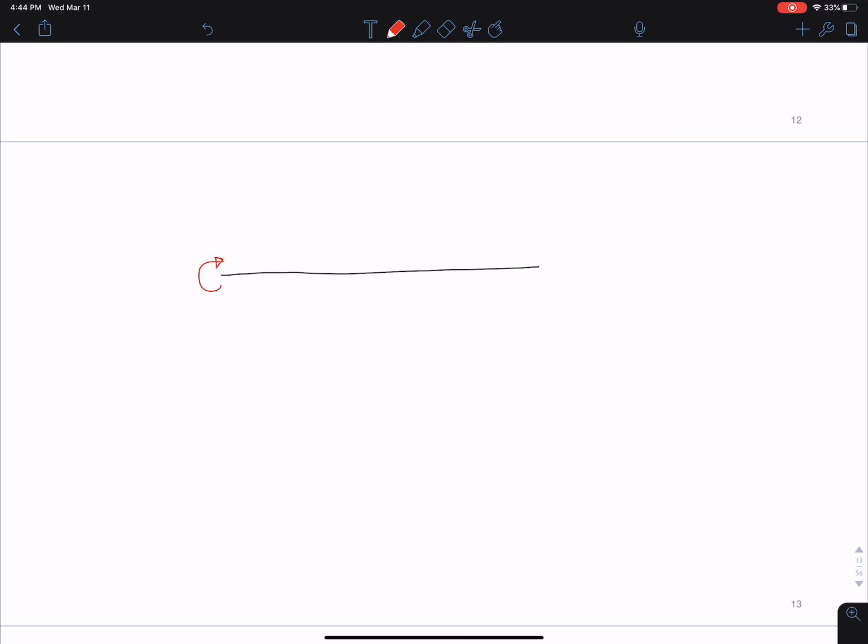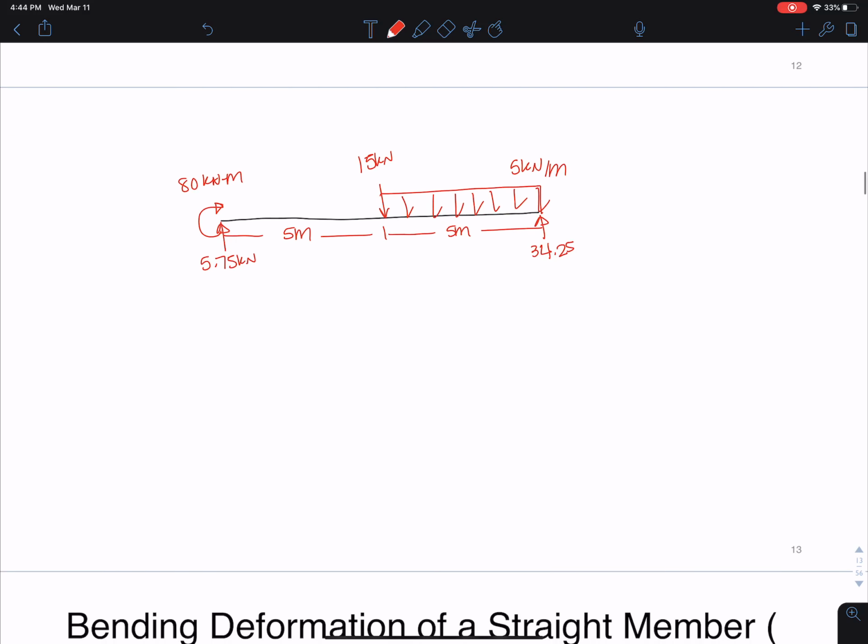So we have 80 kilonewton meters. We have 5.75 kilonewtons here. We have 15 kilonewtons. We have a distributed load of 5 kilonewtons per meter. And we know this reaction is 34.25, and that from here to here we have 5 meters, and from here to here we have 5 meters. Okay, that's all we need to draw our shear moment diagram actually.